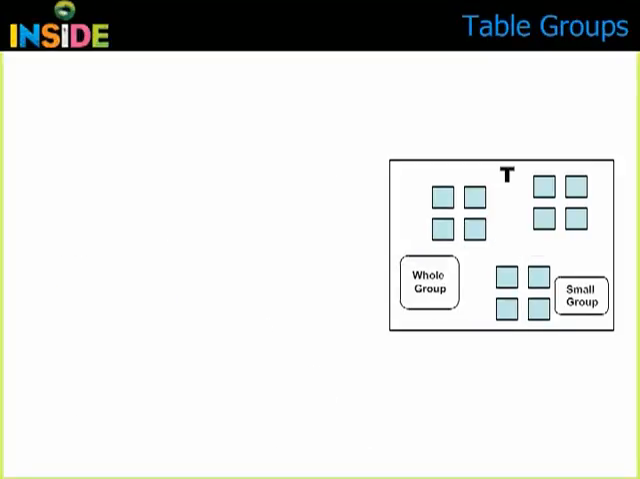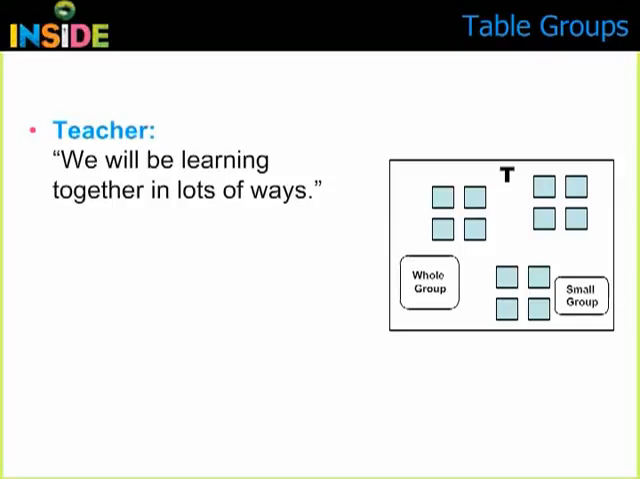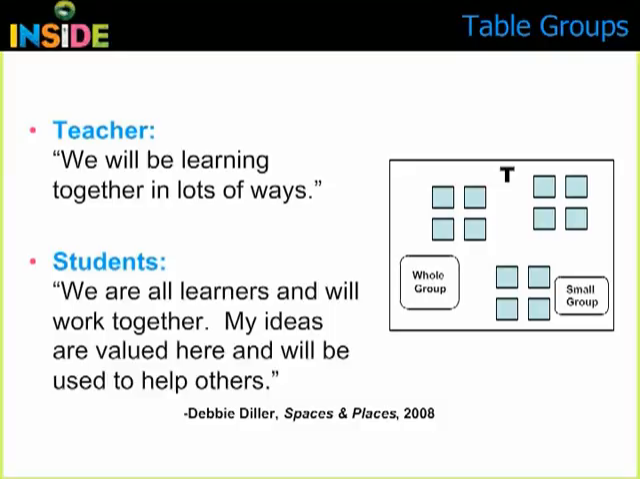And when classrooms are arranged in table groups with a small group area and a whole group area, it's as if the teacher is saying, "We're going to be learning together in lots of ways. Sometimes we'll meet as a whole group to learn, and other times I'll sit with a few of you at a time to learn together. And sometimes you'll sit at your tables and work alone." And students are thinking, "We are all learners and will work together. My ideas are valued here and will be used to help others. My teacher cares about what I think and will use that to help me learn."